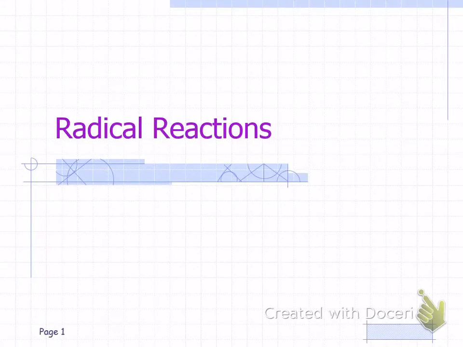All right, so we're going to do radical reactions. What is a radical? Anybody know the official definition? Yeah, they call it an odd electron. It's not paired. For example, that would be a radical, right?